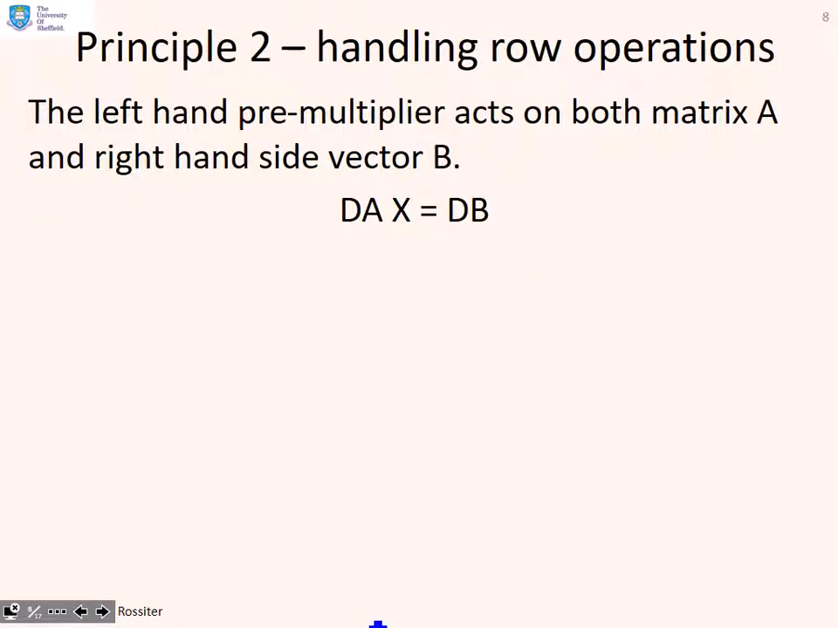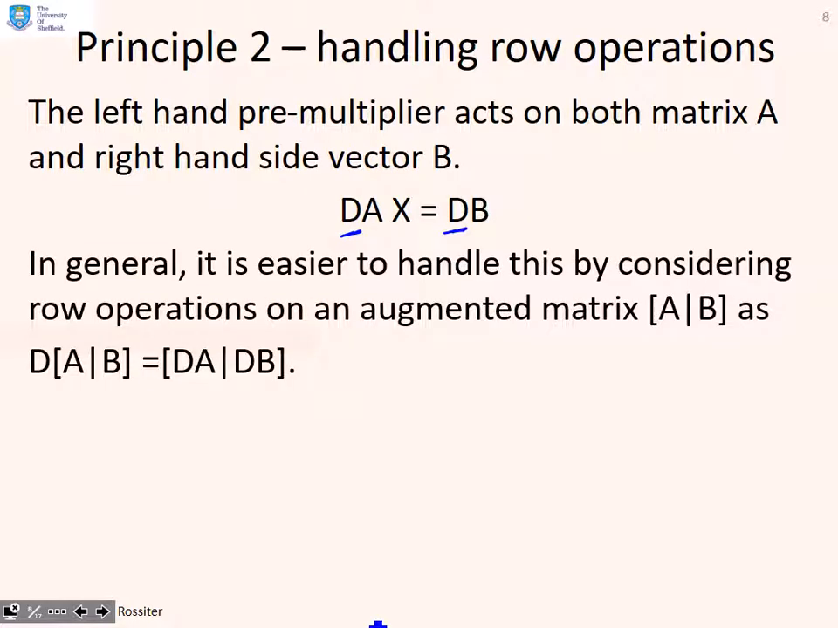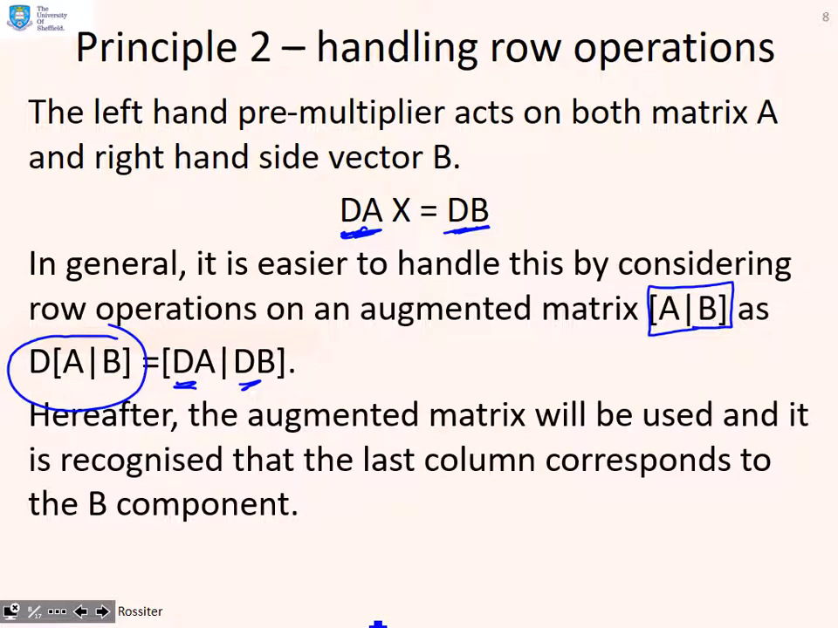Right, the second principle then, handling row operations. You're reminded that a row operation is equivalent to a pre-multiplication by a full rank matrix D. In general, it's easier to handle the fact that we're multiplying the D on the A and the D on the B by creating this augmented matrix, which is A and B stacked together. So then you can write D times AB, which is equivalent to DA DB. Hereafter, the augmented matrix will be used, and it's recognized that the last column corresponds to the B component.